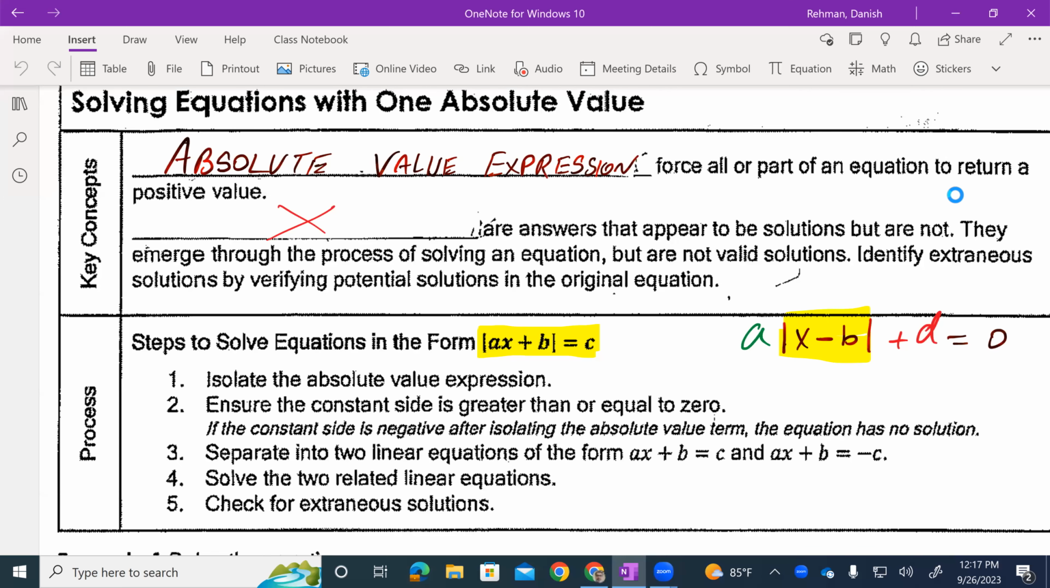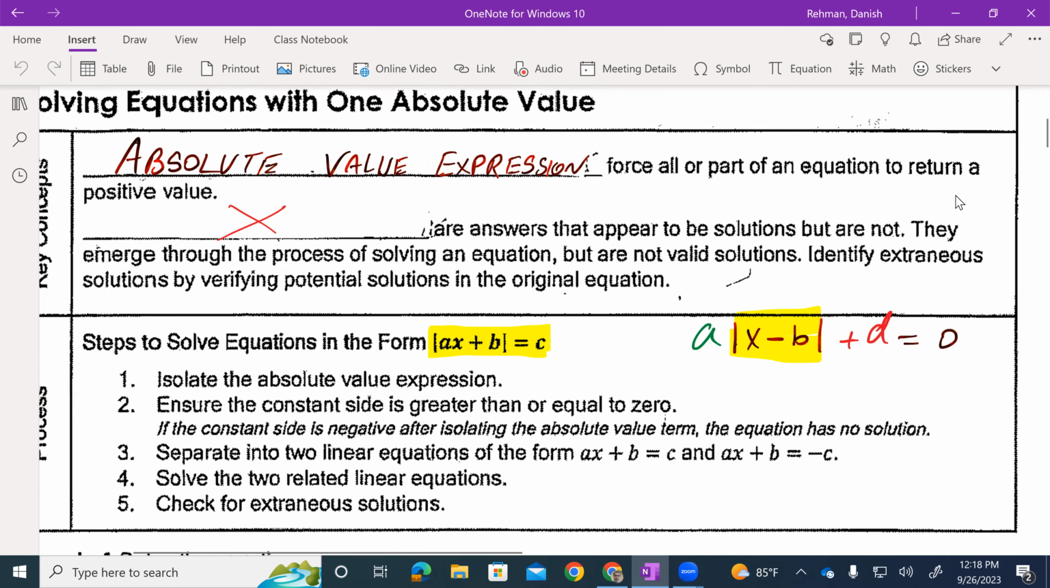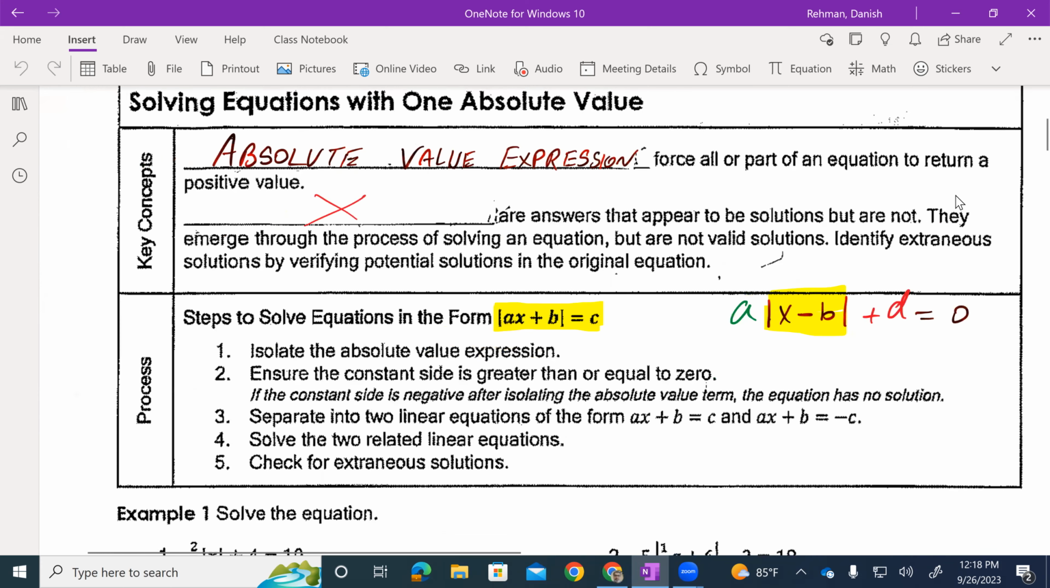So this is an absolute value equation. We have already looked at the first expression: absolute value expressions, if you are solving equations, this expression over here will keep some things positive. And the part I have highlighted in yellow is going to make part of the equation positive. It's not going to be negative. But how to solve it?